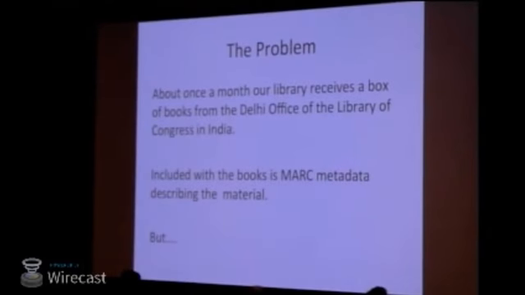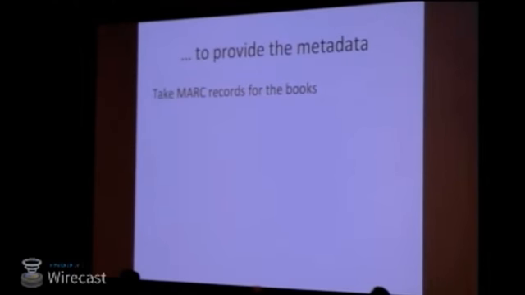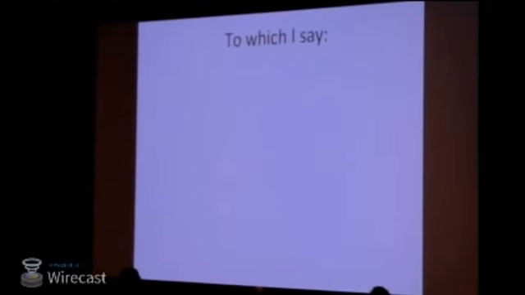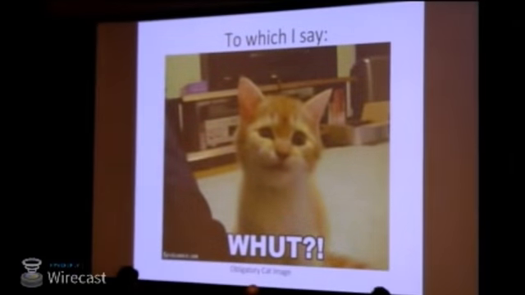Basically, the problem was that about once a month, the East Asian Studies librarian gets a box of materials from the Delhi office of the Library of Congress in India. Included with it is MARC metadata describing the material. But to provide the metadata, the Delhi office takes the MARC records for the books, prints them out, scans those pages back in, bundles the page images into a PDF file, and delivers that to us. Awesome. To which I say, what?